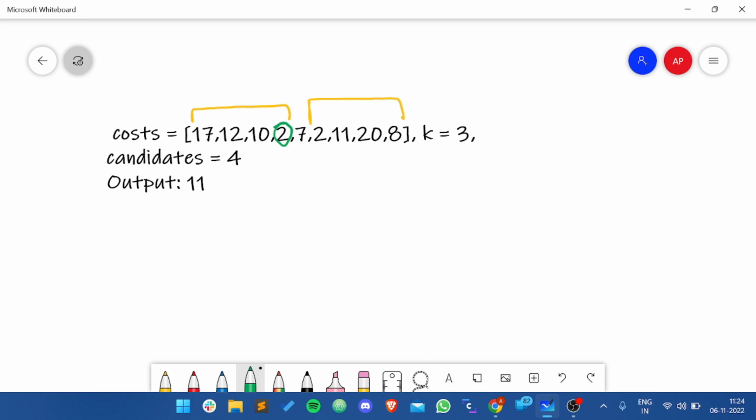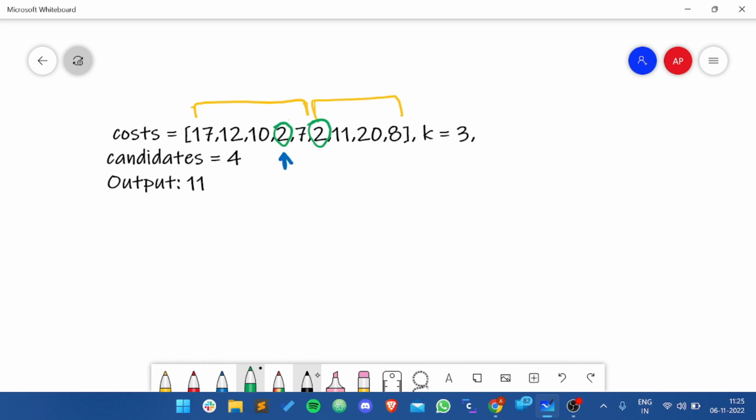Okay, now the first hiring session is done. So this one will not participate in the next hiring process. So in the second hiring process, first four, now 7 will be in the first four because 2 is not in the first four. So first is 17, second is 12, third is 10, and fourth is 7, and the last four will be this one. Minimum of these is 2, again this 2, so he will be selected.